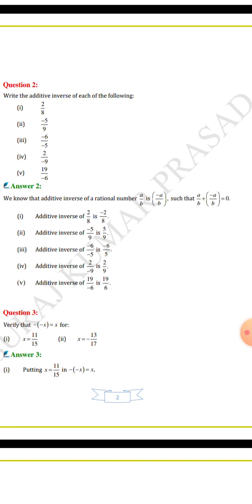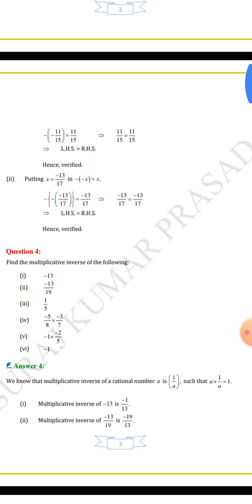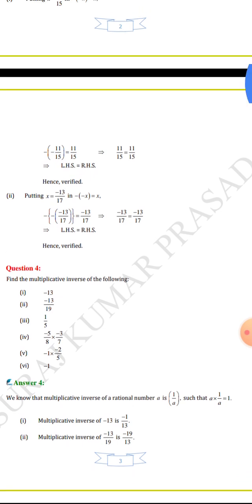According to the question, we have to put the given value in the place of x, and first we solve the first one. First one is x equal to 11/15. Putting x equal to 11/15 in -(-x) = x, we can write -(-11/15) = 11/15, and in the RHS 11/15 is equal to 11/15. According to this, LHS is equal to RHS, hence it is verified.